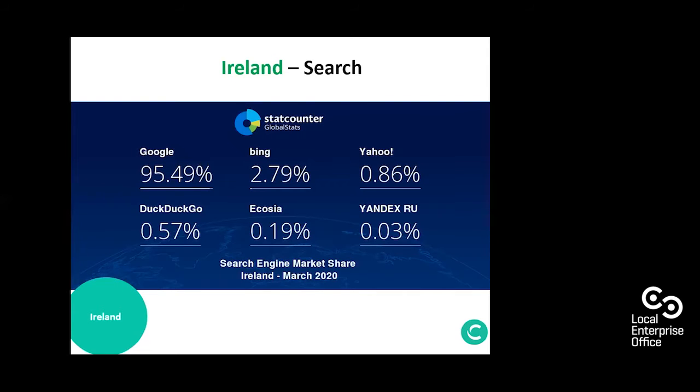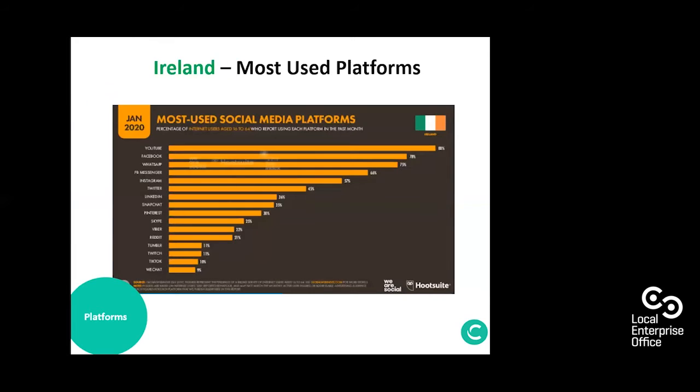In terms of search in Ireland, and you can see here, because we're going to look at Google Ads, Google has an absolute monopoly on search, not just in Ireland, but internationally. It's running at over 95%. So when we talk about search engine marketing, really we're talking about Google. Ireland then, most used platforms in terms of digital. You can see that YouTube is number 1.